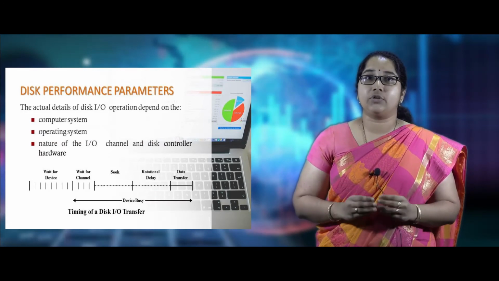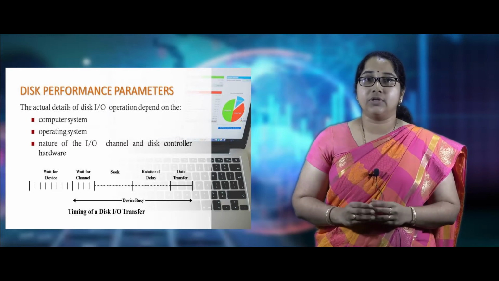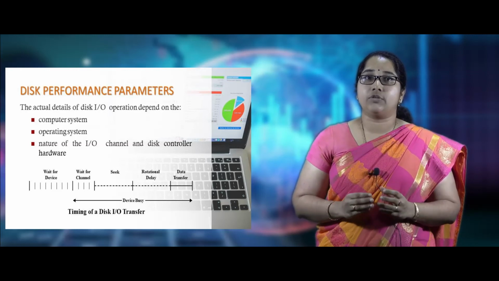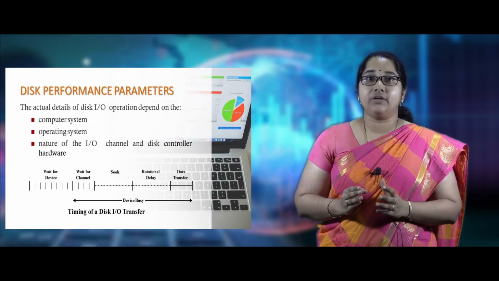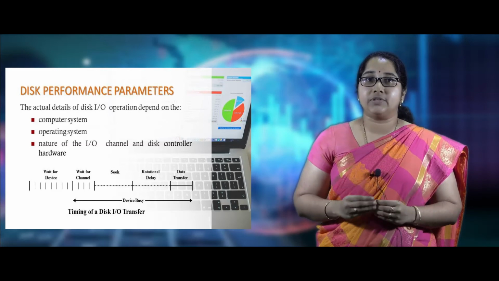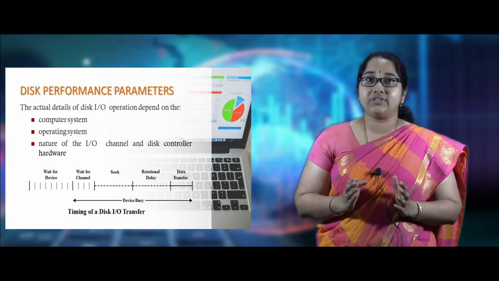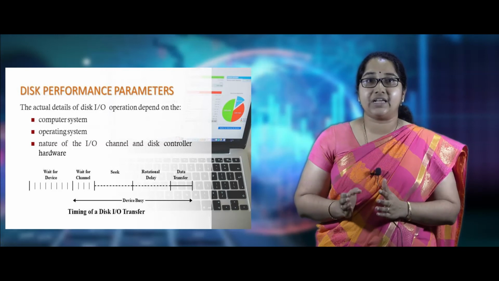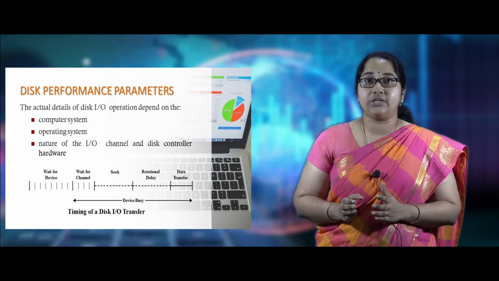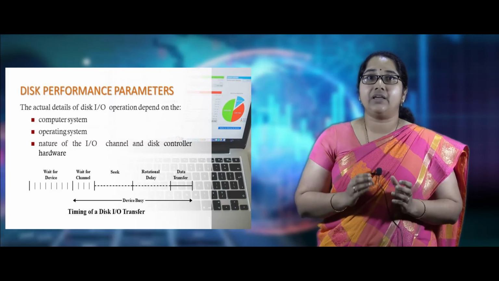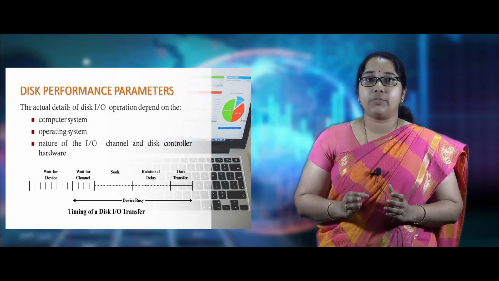Till now we have seen about various IO management techniques being used. Now let us discuss about various disk scheduling algorithms. For that, first let us see about what are the various disk performance parameters present. The actual details of a IO disk operation will be based on the following three items. The first one is the computer system on which the particular operation is taking place. The second is the operating system which is performing that particular operation, and third is the nature of the IO channel as well as the disk controller hardware which are performing the operation.